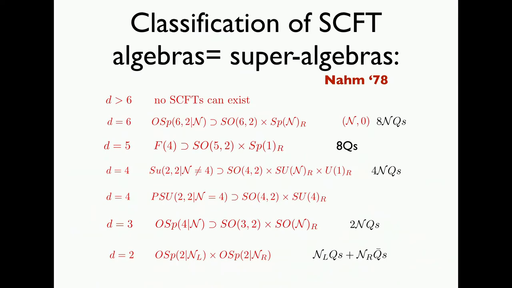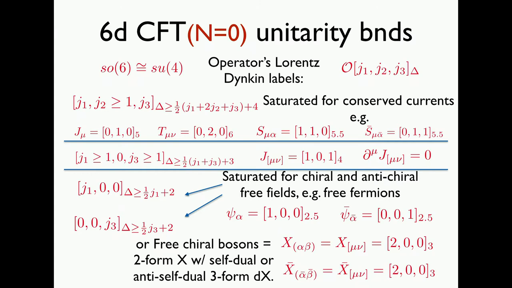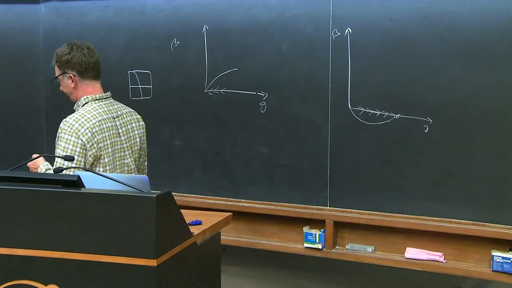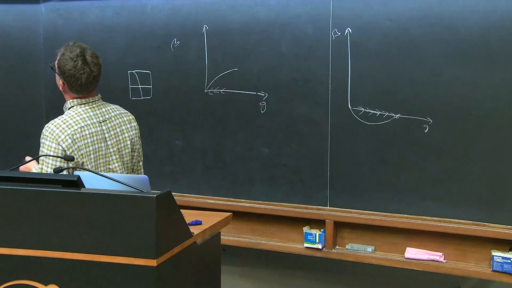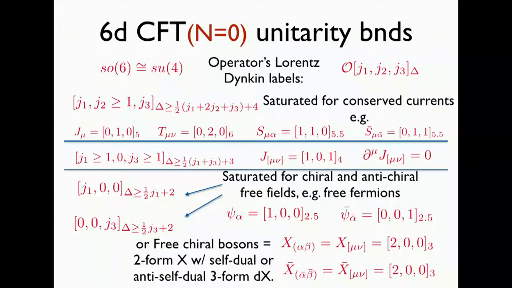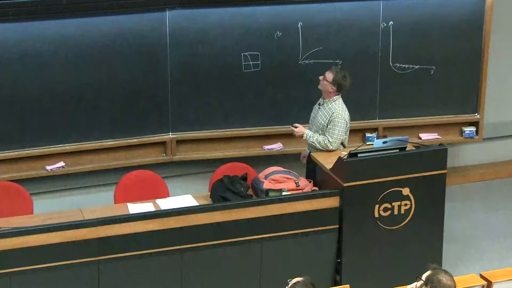The stress energy tensor is in this representation. So it has two columns with two boxes. And so this is J2 is 2. And its dimension, according to this inequality, is 6. And the conserved supercurrents are in this representation. It has one spinor index and one vector index. And its dimension is 5.5. And so when its dimension is 5.5, it's conserved.